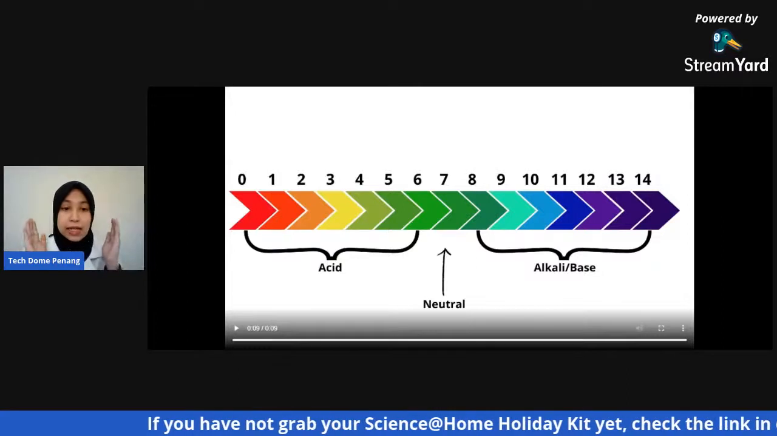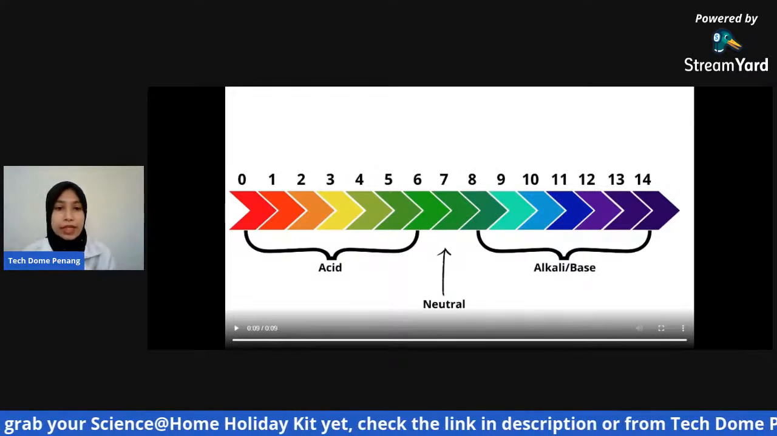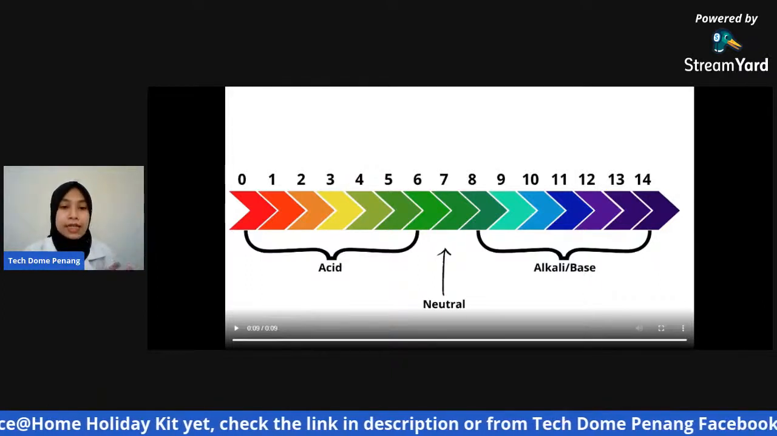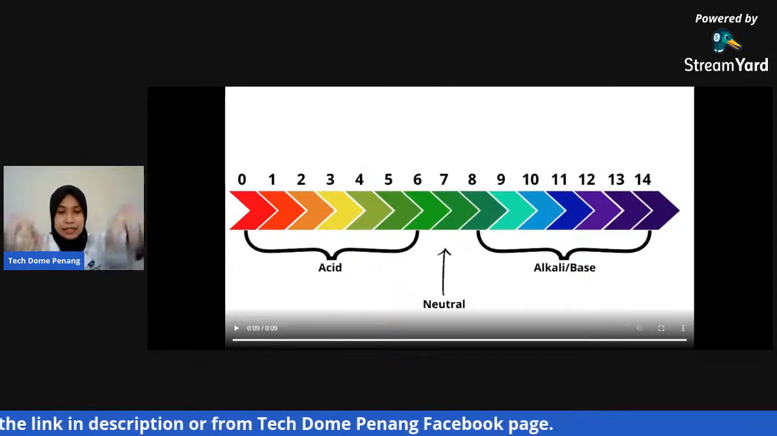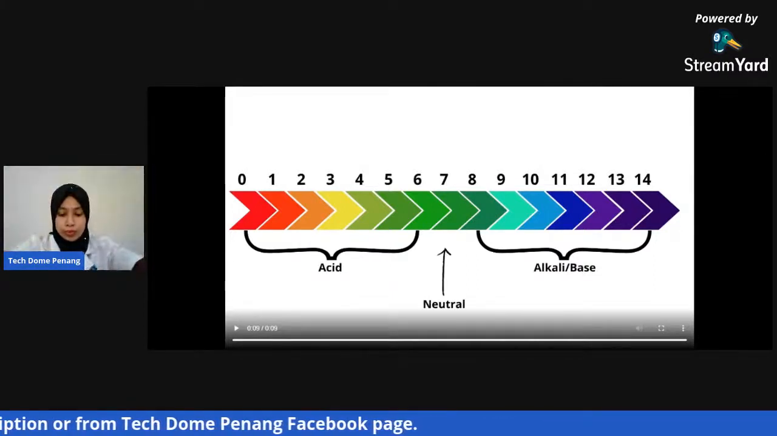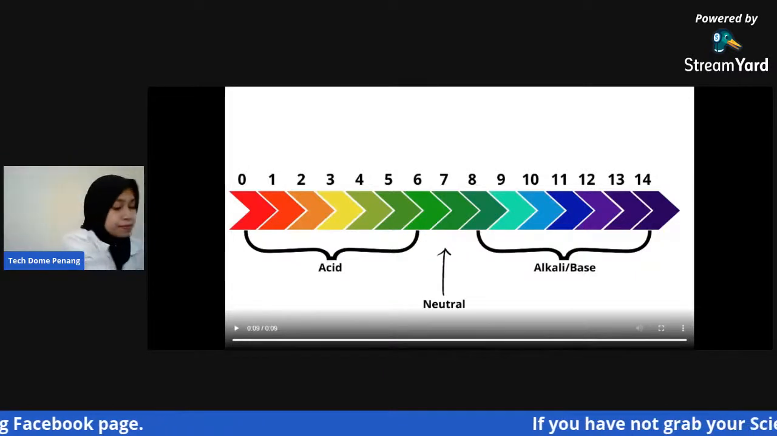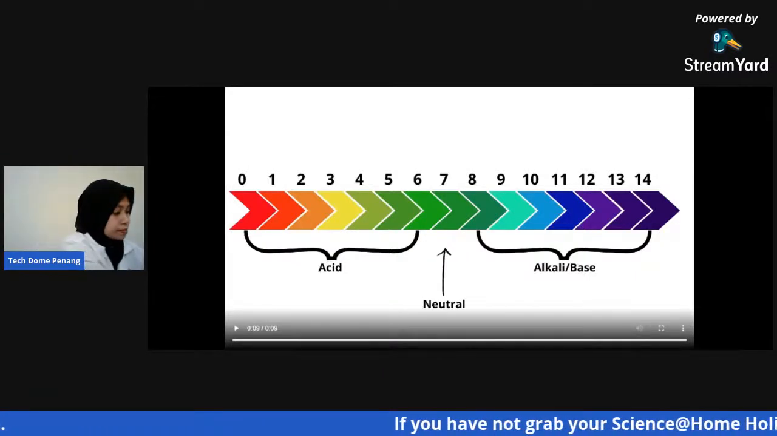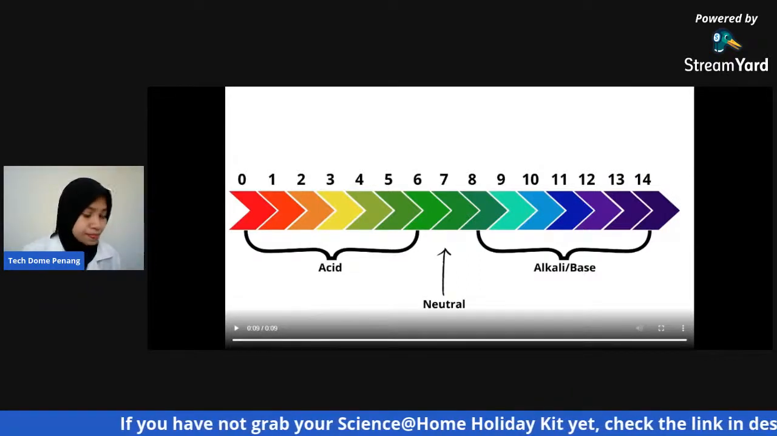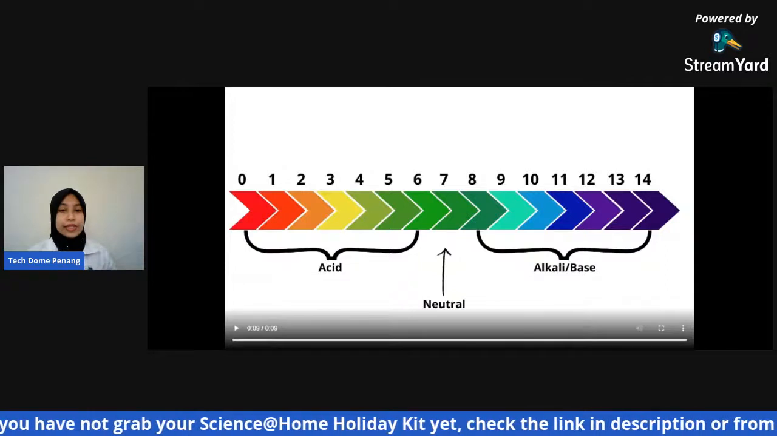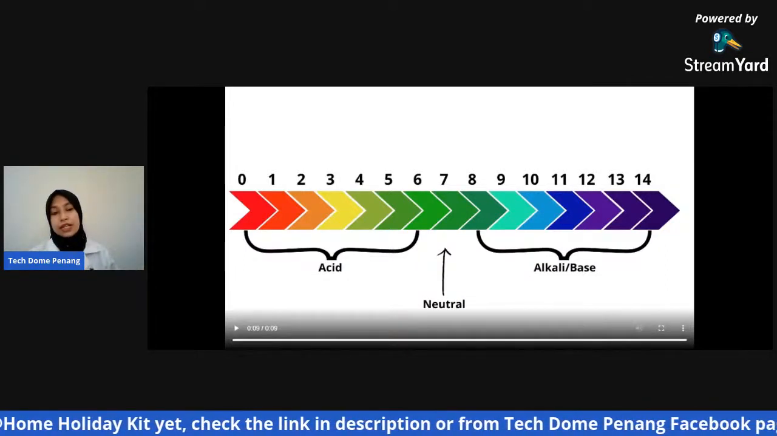This means that baking soda, or sodium bicarbonate, and also sodium carbonate are both basic. They are basic solutions. They are alkaline. Both blue and purple, so they are all basic. So that is how we determine the acidity or basicity of a substance.